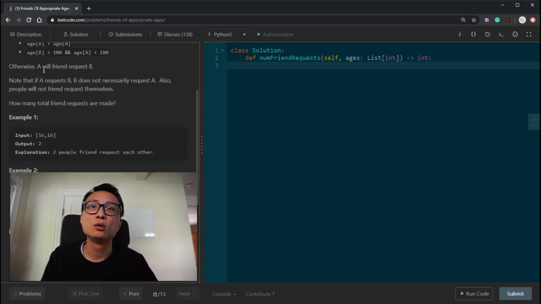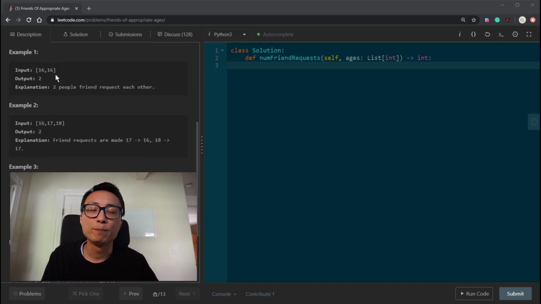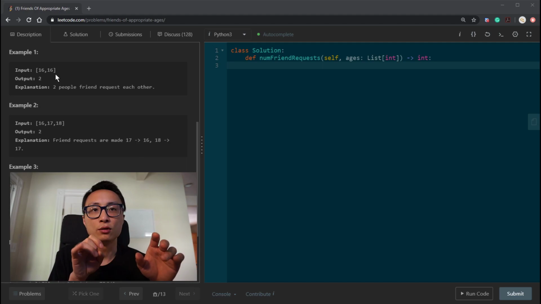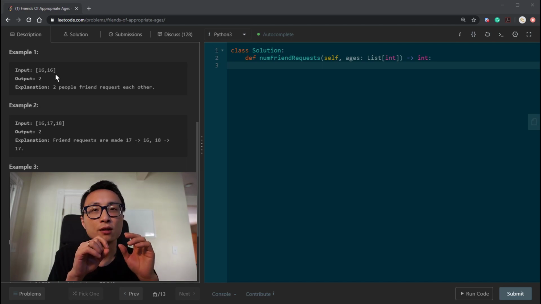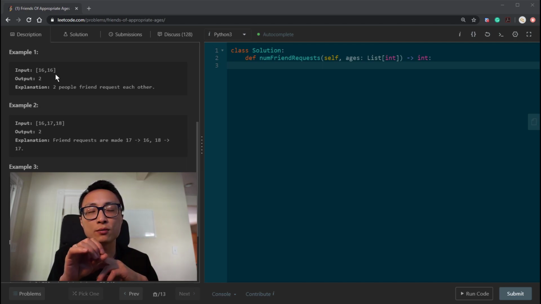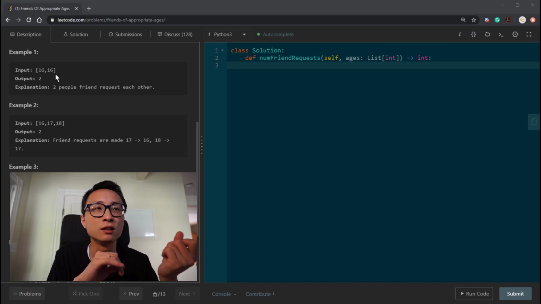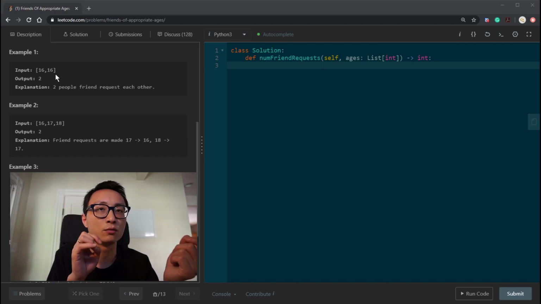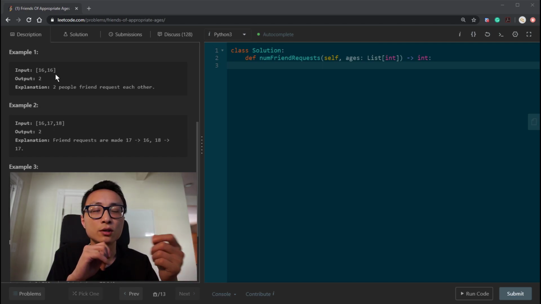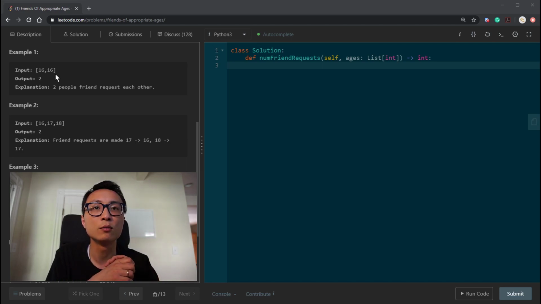Something that we can do to speed this up is to notice the redundancy: when you have 16 and 18, you already know whether they're going to make friend requests or not. You don't really care whether this is the first one in the array or the 10th one in the array. The only thing you care about is the number of people with age 16 and the number of people of age 18. If you can determine that the 18 and 16 are not going to be making friend requests, you just don't count them at all.